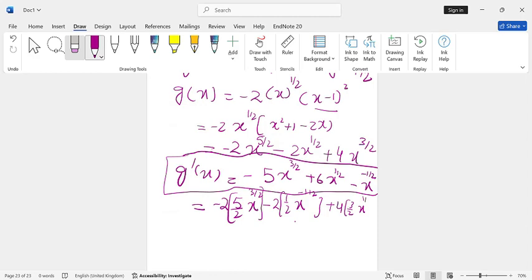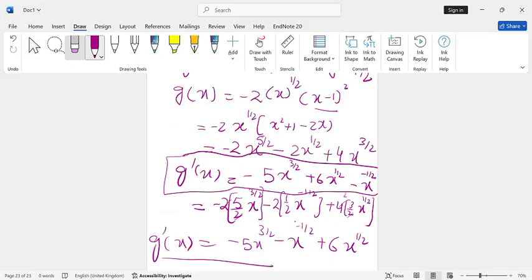Now, when we simplify the equation, we get 5x to the 3 by 2 minus x to the minus 1 by 2 plus 2 to the 4, and it becomes 6x to the 1 by 2. So this is how I get the formula. This is the formula I am writing over here when I take the derivative of these terms. I'm applying the power rule in this equation. So this is the required answer we need to find out.